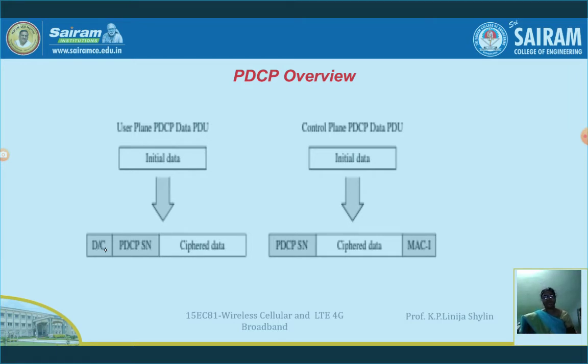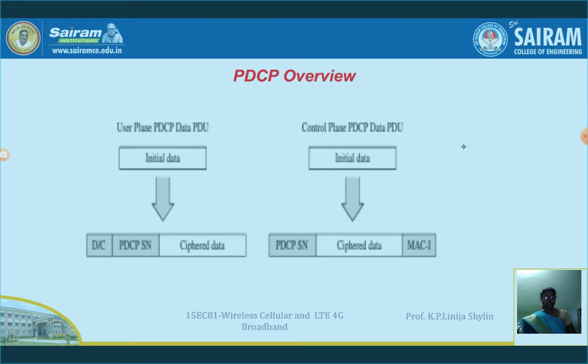So why do we want to use this field? To distinguish the data PDU and the control PDU. Why is this field required? Because this PDCP PDU can carry both user plane data as well as control plane data. So we need to distinguish whether the data is from the user plane, the data plane, or a control plane, right? D consists of data from the data plane and C consists of data from the control plane.